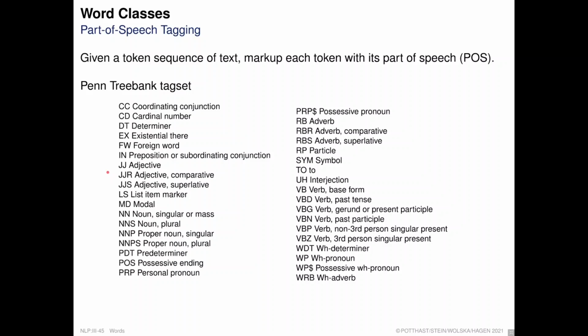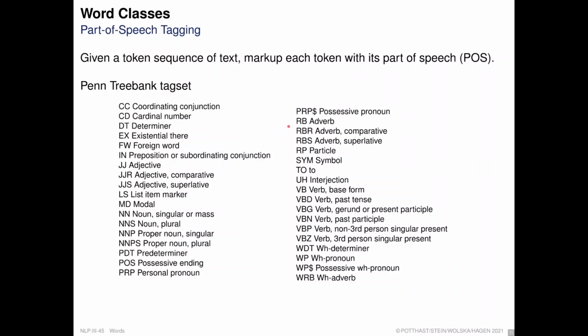So for instance, here there is a distinction between adjectives in base form, comparative, and superlative form. It distinguishes modal verbs from other verbs. For nouns, it distinguishes between singular, plural, proper in singular, and proper in plural. So 4 categories for nouns. There is a category for the possessive ending, so just the Saxon genitive, the apostrophe s. There is a distinction between different types of pronouns. So here is a personal pronoun, possessive pronoun.